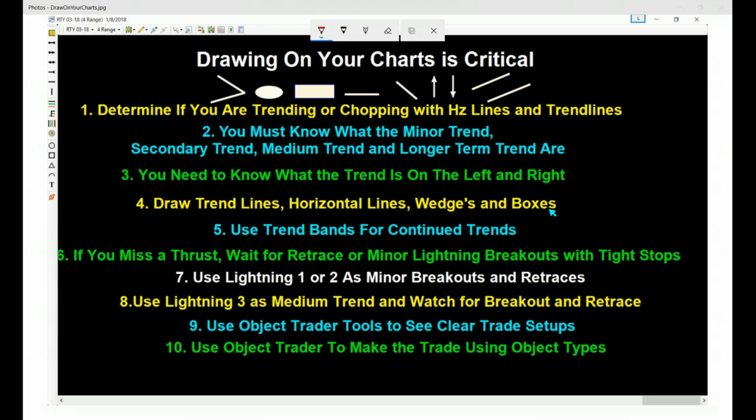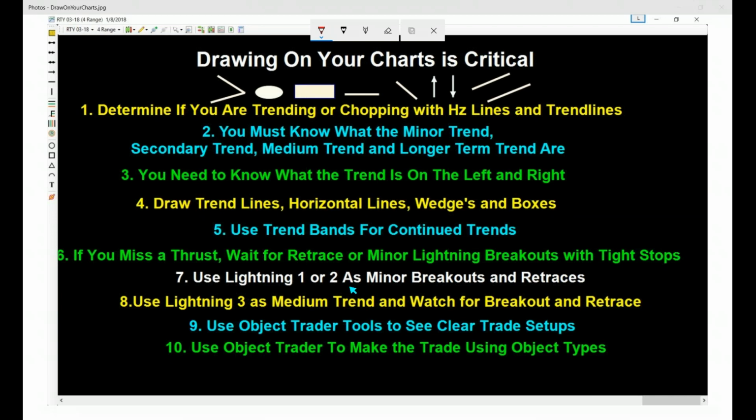Just learn to see the breaks and things like that. Use your trend bands for continued trends. That's really important. That's the power trend. We're going to go over that quite a bit tonight. And if you miss a thrust, you either wait for a retrace or a minor lightning breakout with tight stops. Because I will chase a thrust. If you're a little bit of an aggressive trader, you can chase a thrust. Just don't let it go back against you.